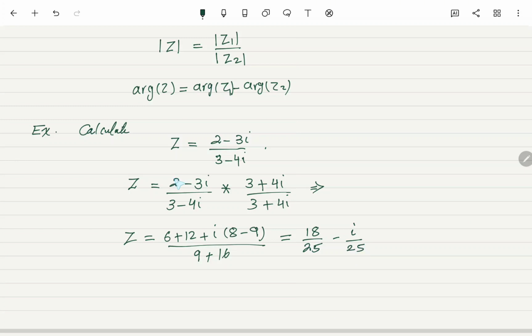Remember, we multiply this with this, this with this, this with this, this with this. Now, in this case, the real part of z equal to 18 over 25, and the imaginary part of z equal to minus 1 over 25.